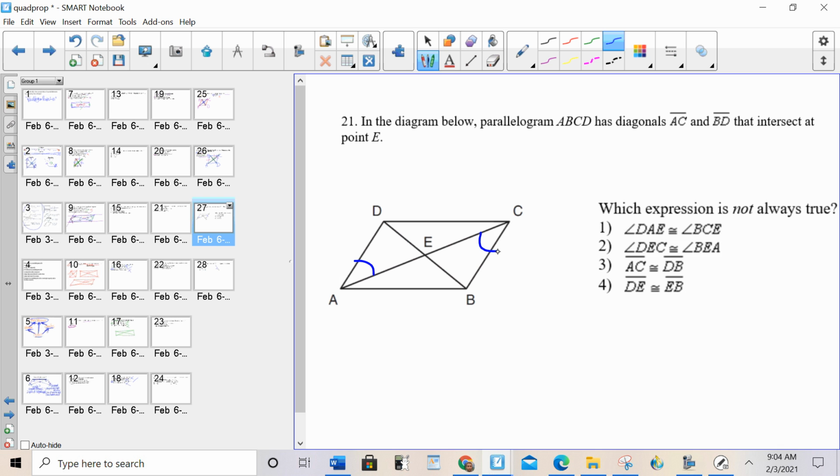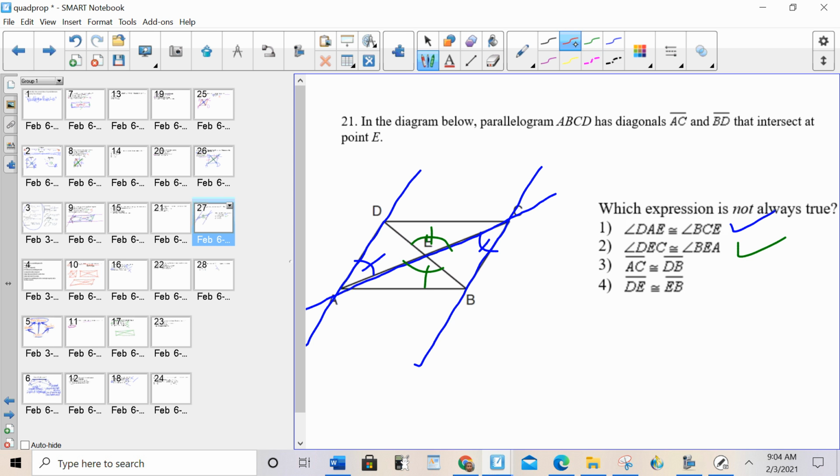Well, this one's got a little twist to it. This actually is not one of those, but these are alternate interior angles, which come from opposite sides being parallel. So yes, this is true. That's kind of an extension of opposite sides are parallel. DEC, BEA. This also is not one of those five, but that's vertical angles. So that's true.